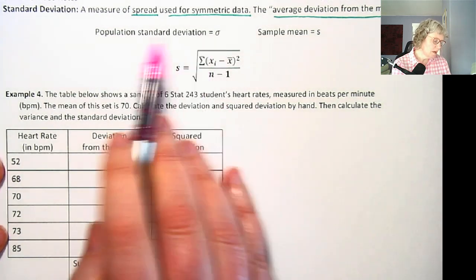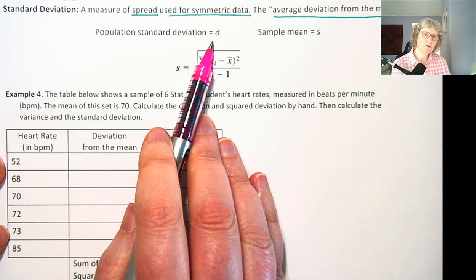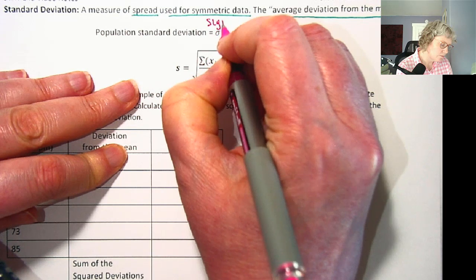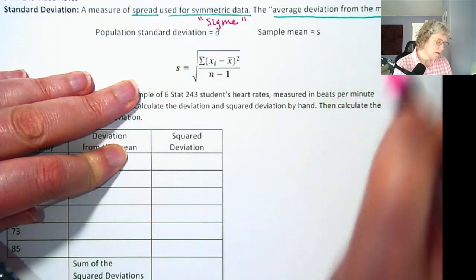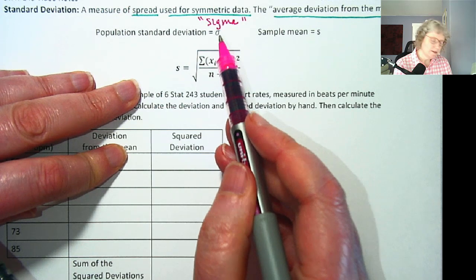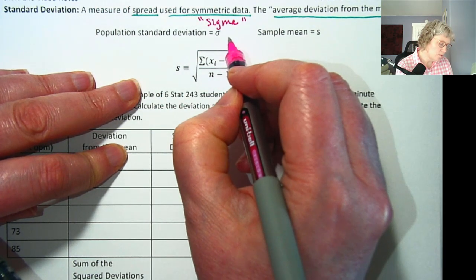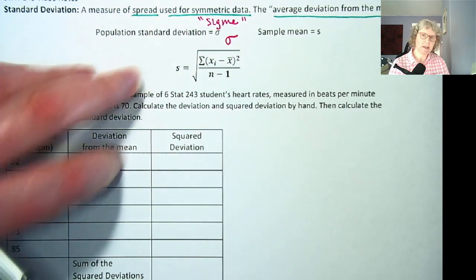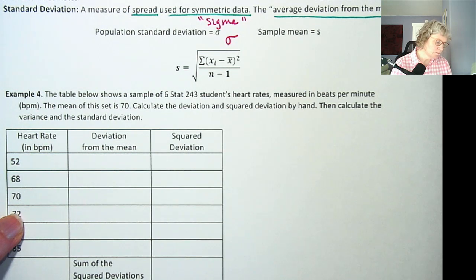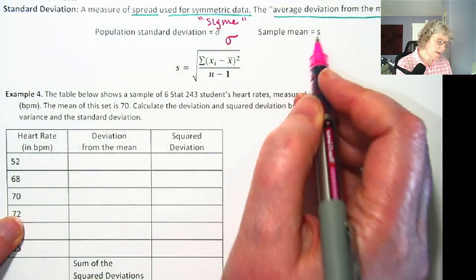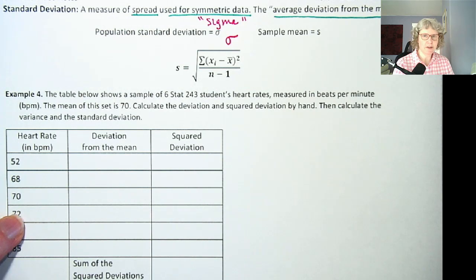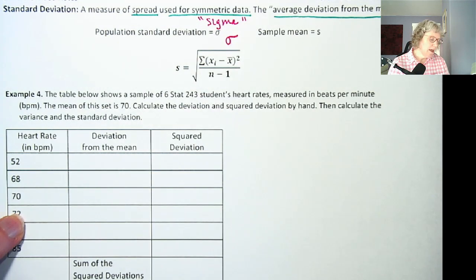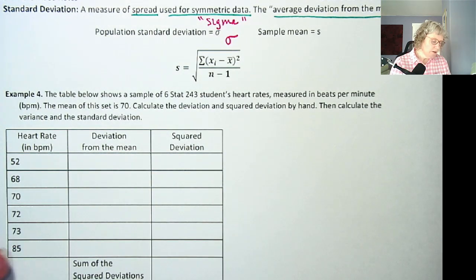Okay, so first the symbols. For the population standard deviation, we use a Greek letter, sigma. Some people say it's like an O, but it has a tail coming up the top. I'm going to emphasize that tail a little bit because it's so small in this font. And if it's coming from a sample, we use the letter S instead of sigma.